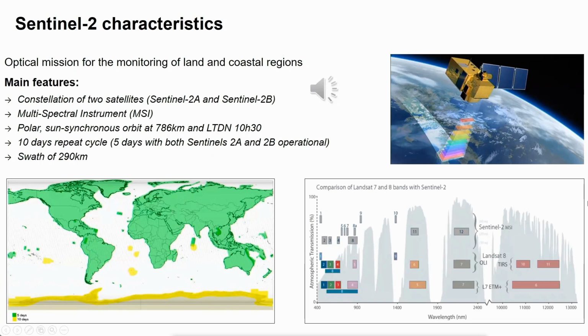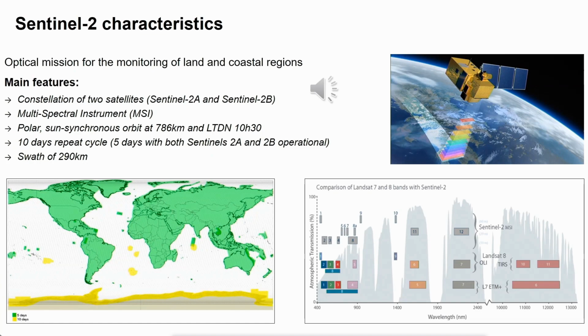Now, I would like to show you a great example of an optical high-resolution satellite, which is the Sentinel-2 Copernicus optical high-resolution mission, which is used for monitoring land and coastal regions. It's a multispectral instrument, which means that it's registering incoming radiation in multiple spectral bands.